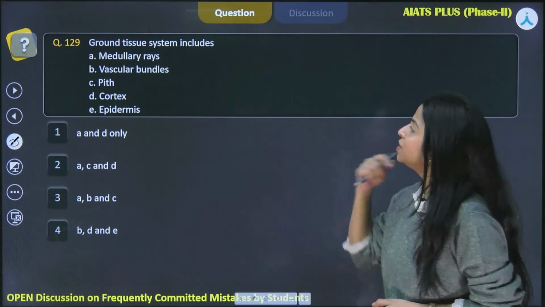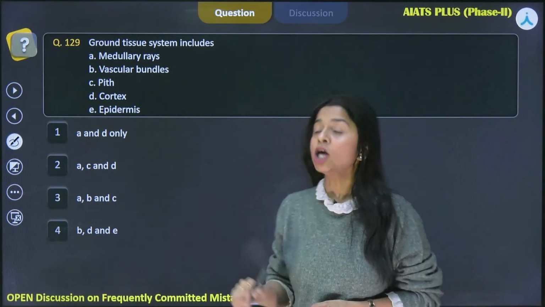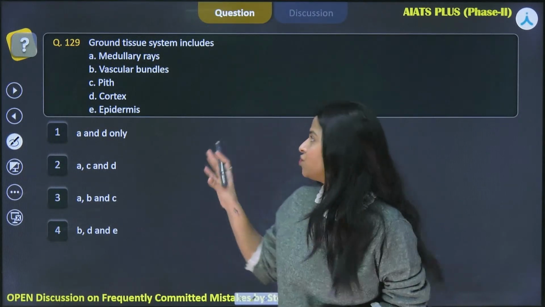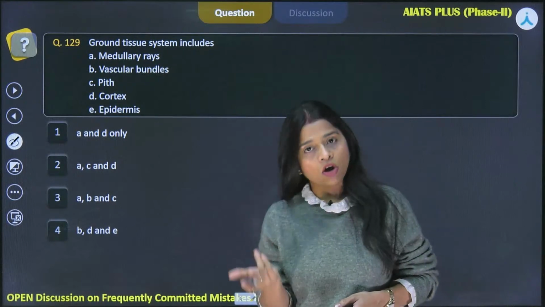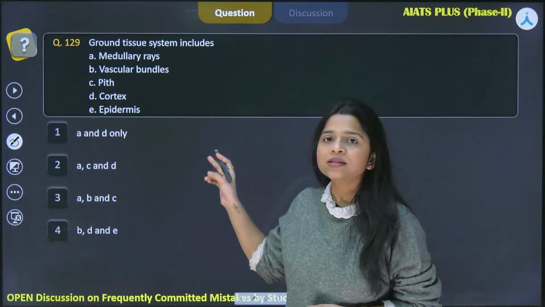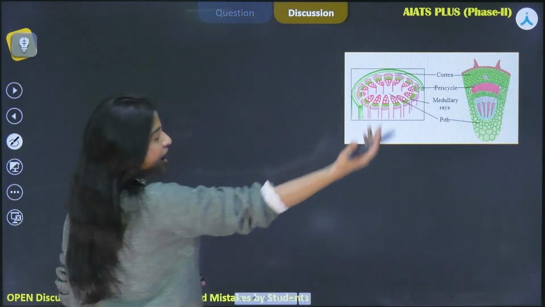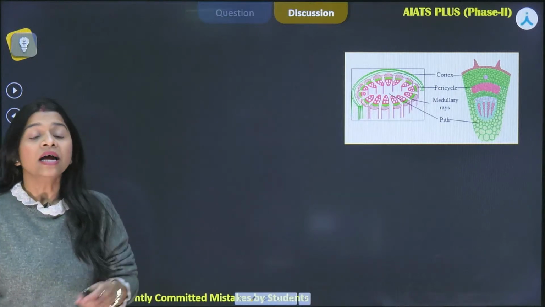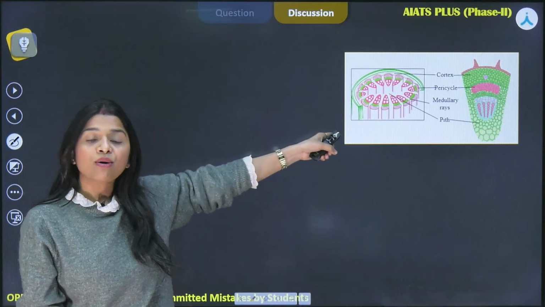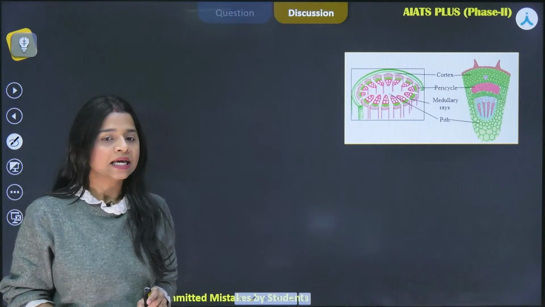Moving on to the next question. Ground tissue system includes... so we have been given the different parts, different sections, that may or may not be present in the ground tissue system. In order to answer this question, we have to switch to the concept. So let us understand the ground tissue system with the help of the TS of a dicot. Tell me in the comment box, this is the TS of what? Which part of the plant?